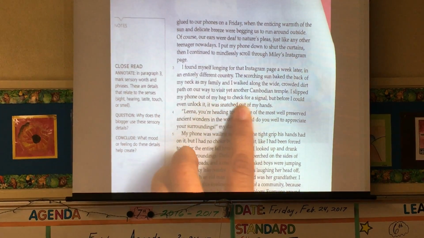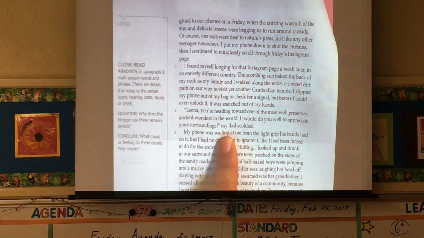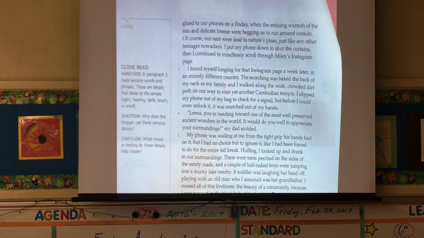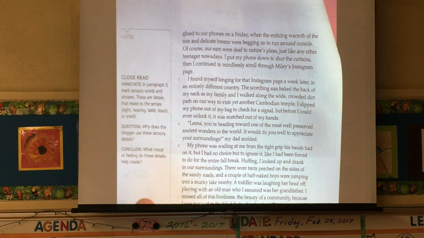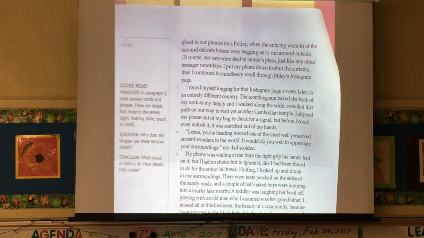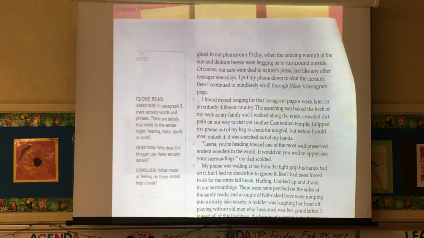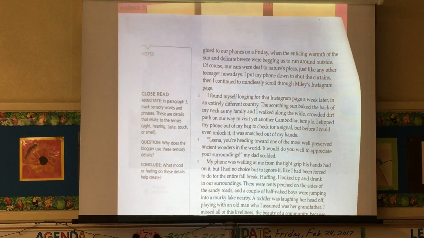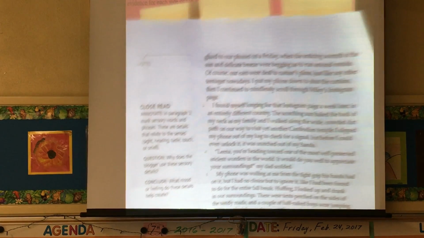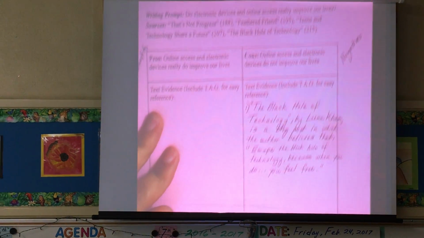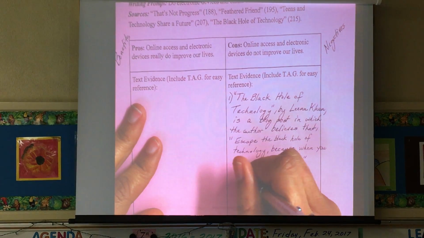"I slipped my phone out of the bag to check for a signal, but before I could even unlock it, it was snatched out of my hands," because her dad took it away from her and said, "Look, we're out here in beautiful Cambodia, and you're worrying about your phone." So basically, she had to learn not to use her phone because she's out there trying to enjoy her surroundings, and then she's going to look for her phone. She's going to miss everything that she is on this trip for. So I'm going to write down here, kind of like, reason.